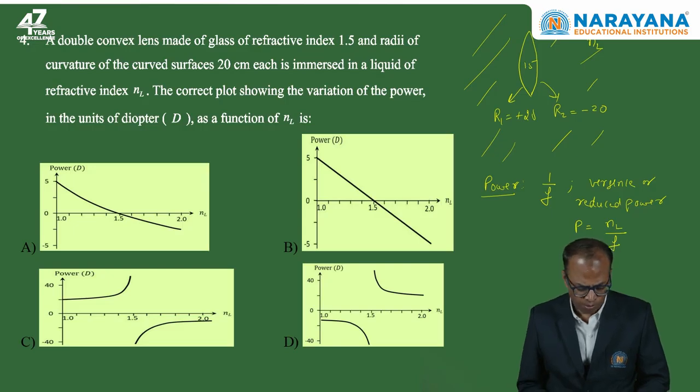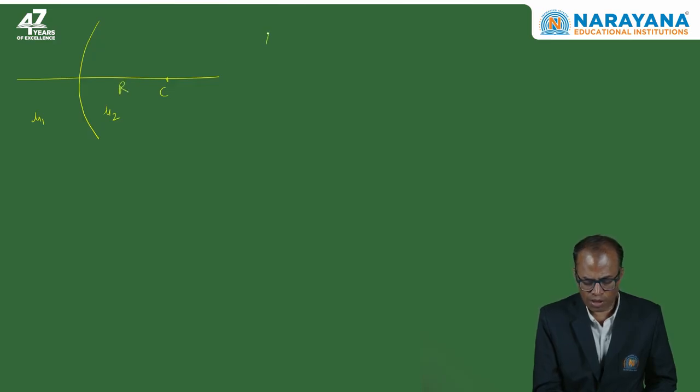I'll make you understand both of them, not derive it. The second one can be derived easily. So for a spherical refracting surface having a refractive index mu1 on one side, mu2 on the other side, and a radius of curvature r, the vergence or the reduced power is actually mu2 minus mu1 by r.